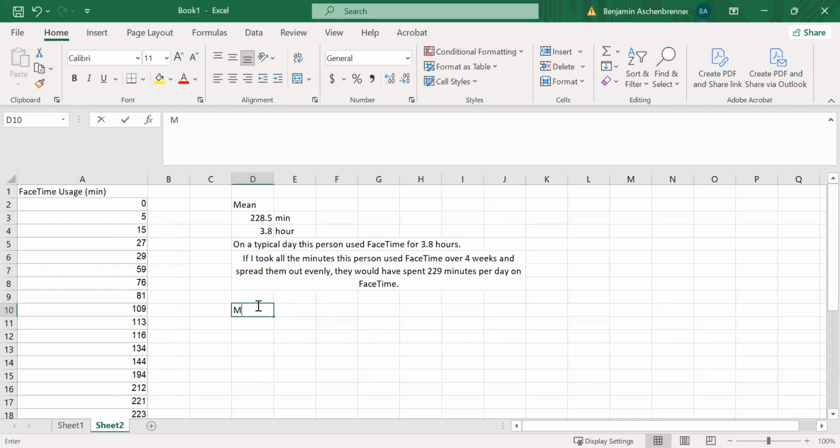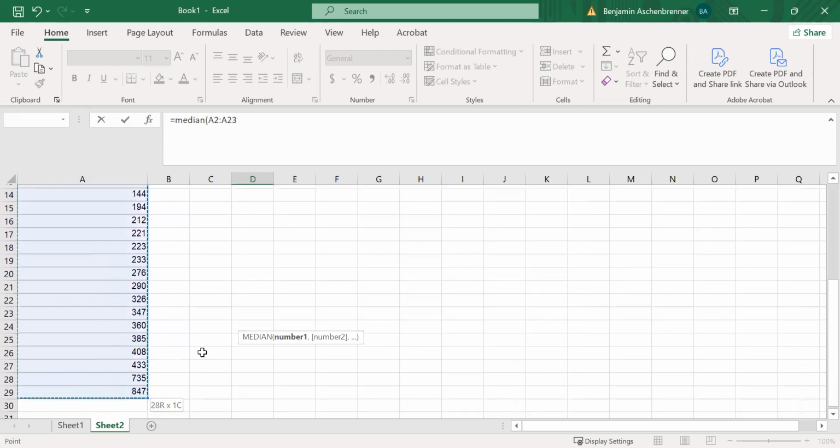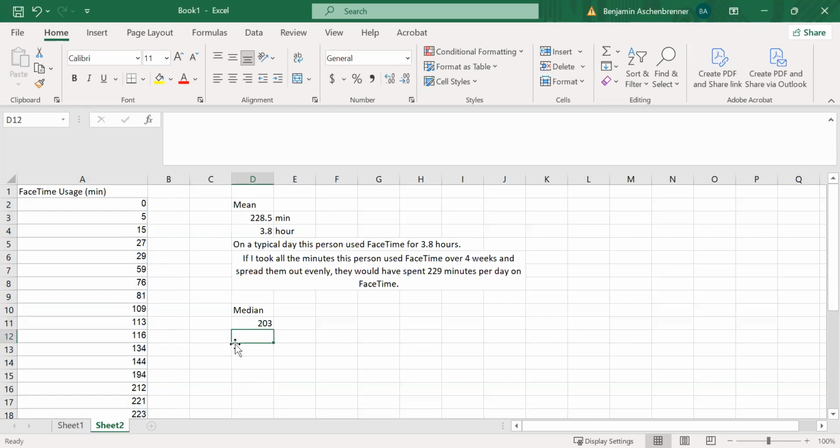Okay, let's move on to the median. What's the significance of the median? In the median, we're looking for the middle number. And again, I'm going to let Excel do it for me, but I can confirm by figuring out where the middle of this data set is. And it's 203. And so again, I'm going to do a quick conversion into hours. And so we get about 3.4 hours.